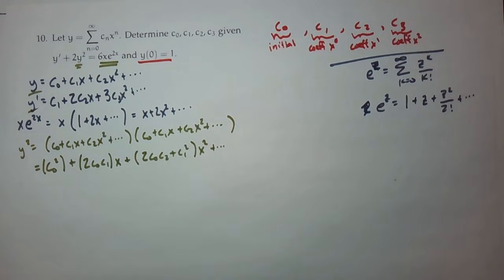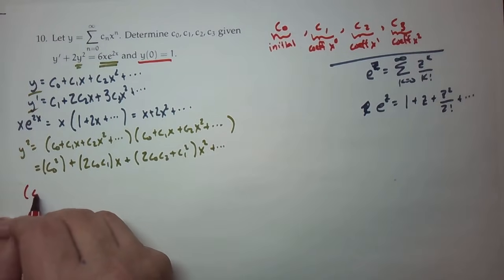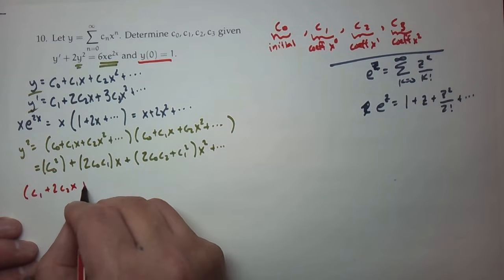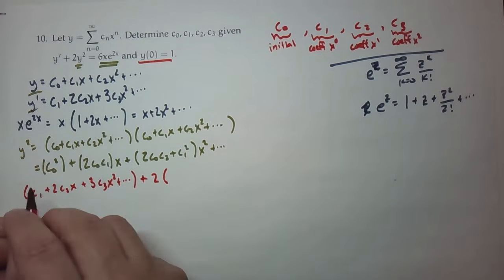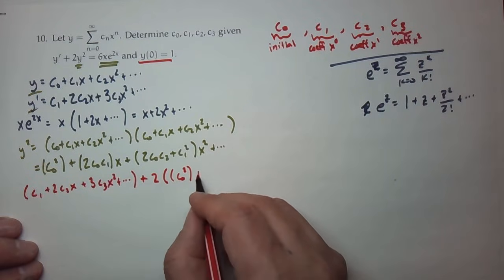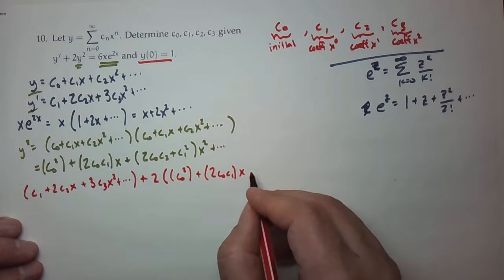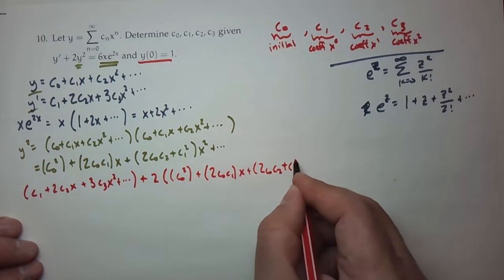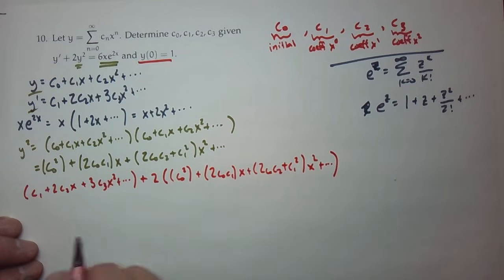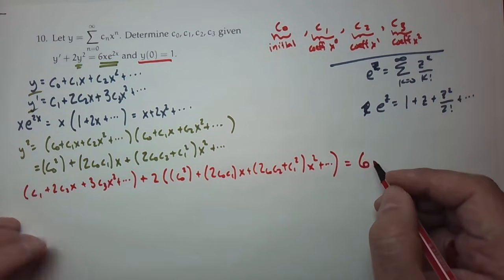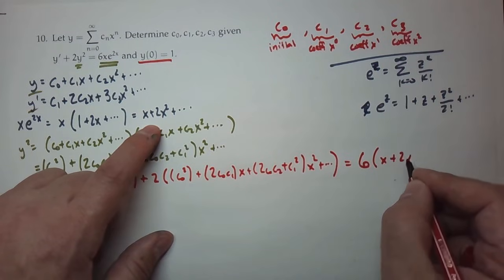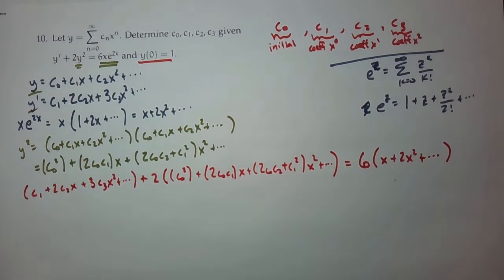Okay, so here's the punchline. We now put this all together. So y prime, we put in what y prime is. It's c1 plus 2c2x plus 3c3x squared plus 2y squared. Okay, c0 squared plus 2c0c1x plus (2c0c2 plus c1 squared)x squared, dot, dot, dot. Always include the dot, dot, dots. It's good habit. Equals 6xe to the 2x, which is 6 times x plus 2x squared plus dot, dot, dot.